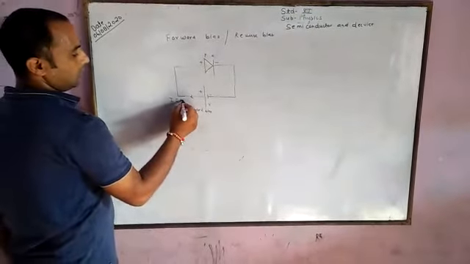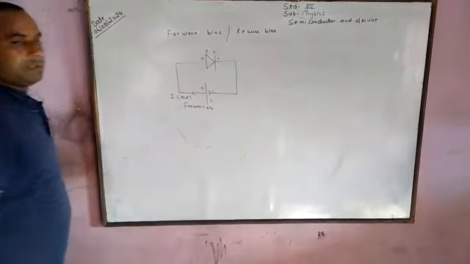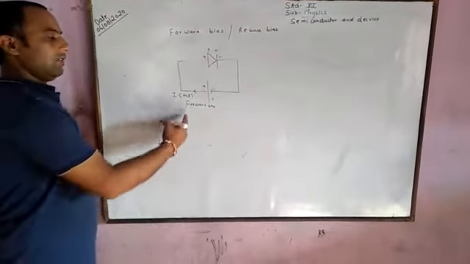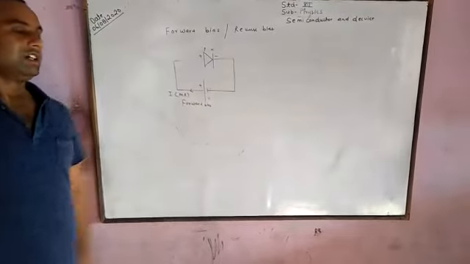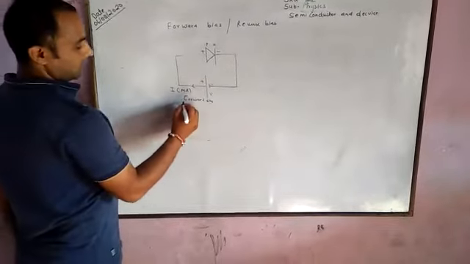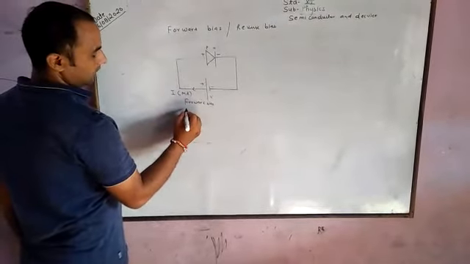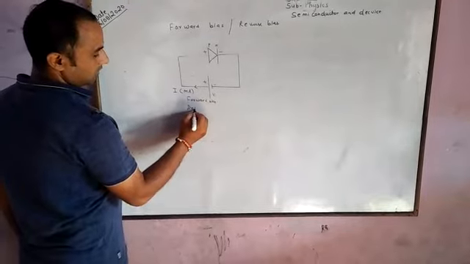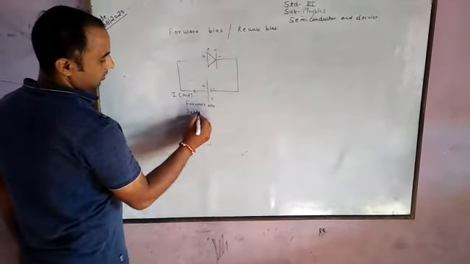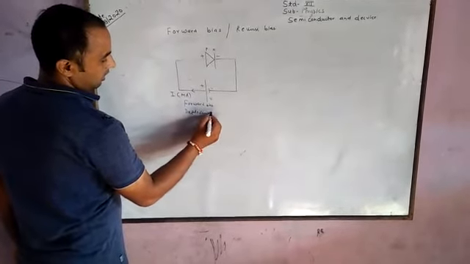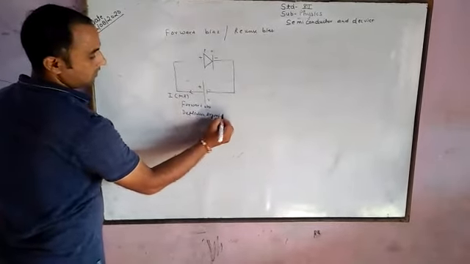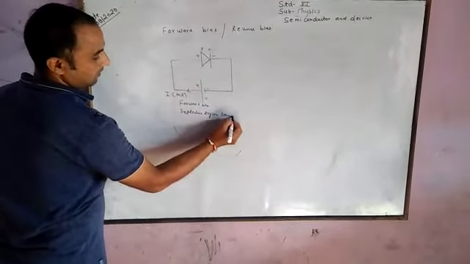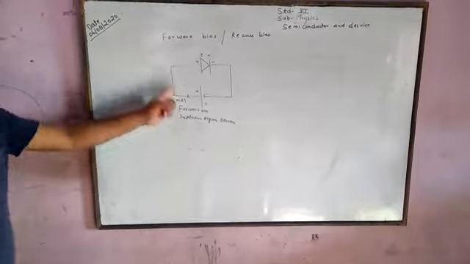Current is always measured in milliamperes, so we have to remember that. In forward bias, the depletion layer region decreases. The thickness of the depletion region decreases. This is the basic terminology we have to write.